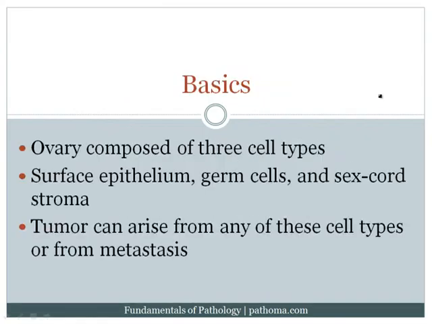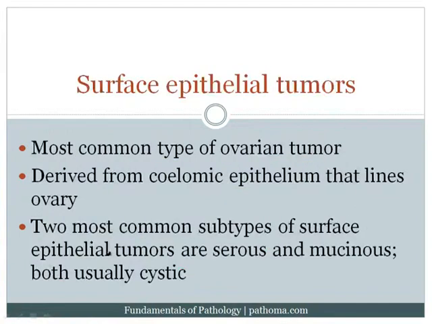Now what I say here in your text is that the ovary has three cell types. Of course, it's surface epithelium, germ cells, and sex cord stroma, and tumor can arise from any of these cell types or from metastasis, which again we'll discuss at the very end of this section. We'll start with the surface epithelial tumors because they are the most common type of ovarian tumor. And what I'd like to remind you is that the surface epithelium of the ovary, the surface lining of the ovary, is also known as coelomic epithelium.